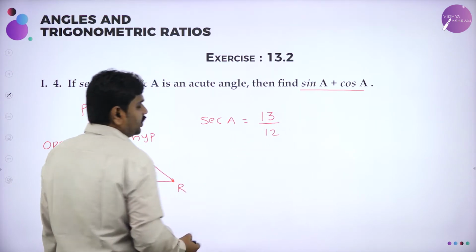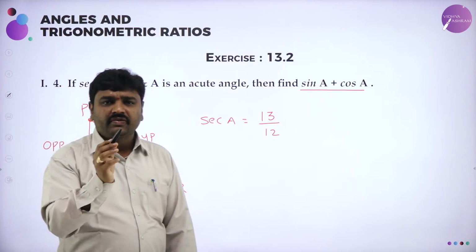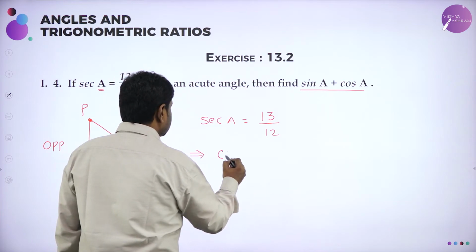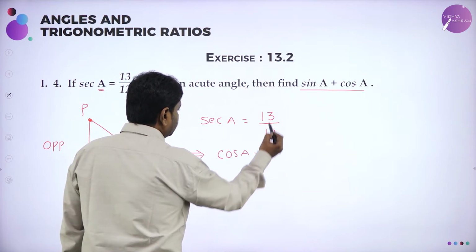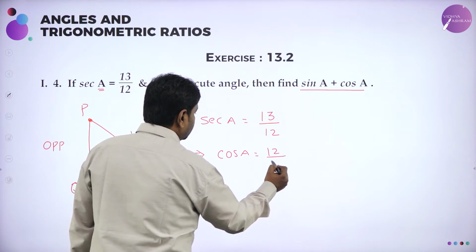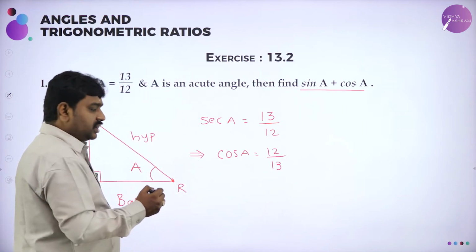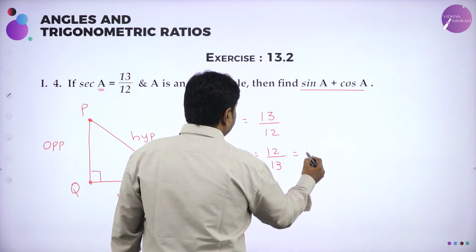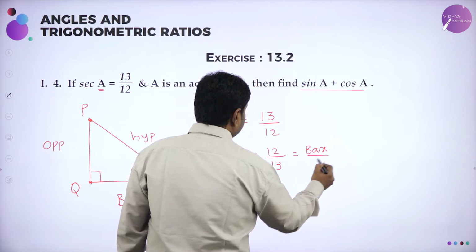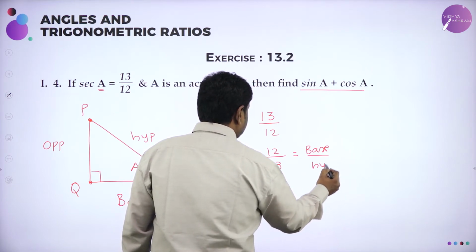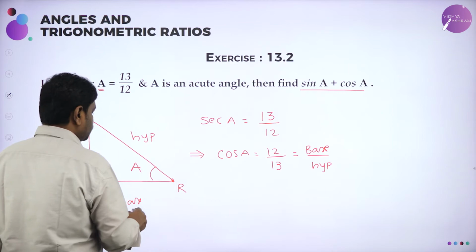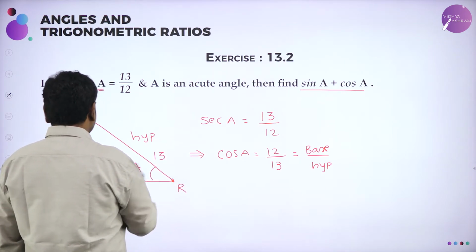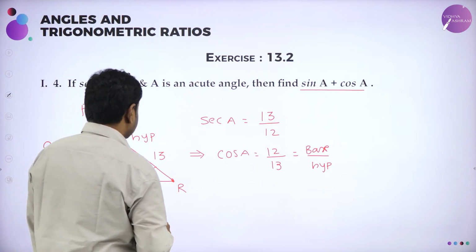You know secant is the reciprocal of cos. So cos A is the reciprocal of 13 by 12, which becomes 12 by 13. Dear students, you know the definition of cos: cos means base by hypotenuse. So in the place of base put 12, and in the place of hypotenuse put 13. 12 by 13. Now we need PQ, so Pythagoras theorem.